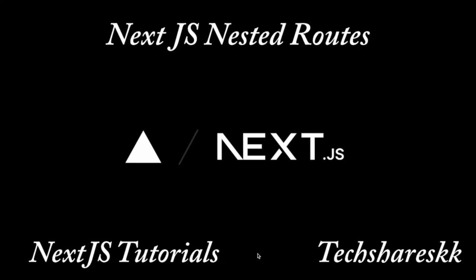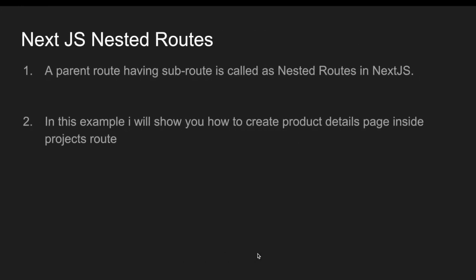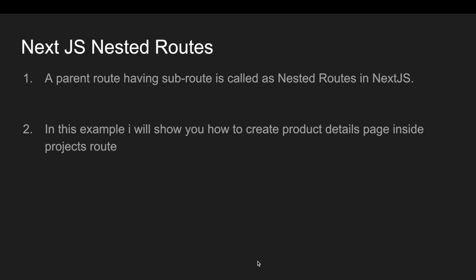In this video, we will learn about nested routes. What are nested routes? Actually speaking, when you have a parent route and that has a subroute, that is called a nested route. In this example, we will be seeing how to navigate from the product to the product details, where product details will be a subcomponent or a subroute for my parent component called products.